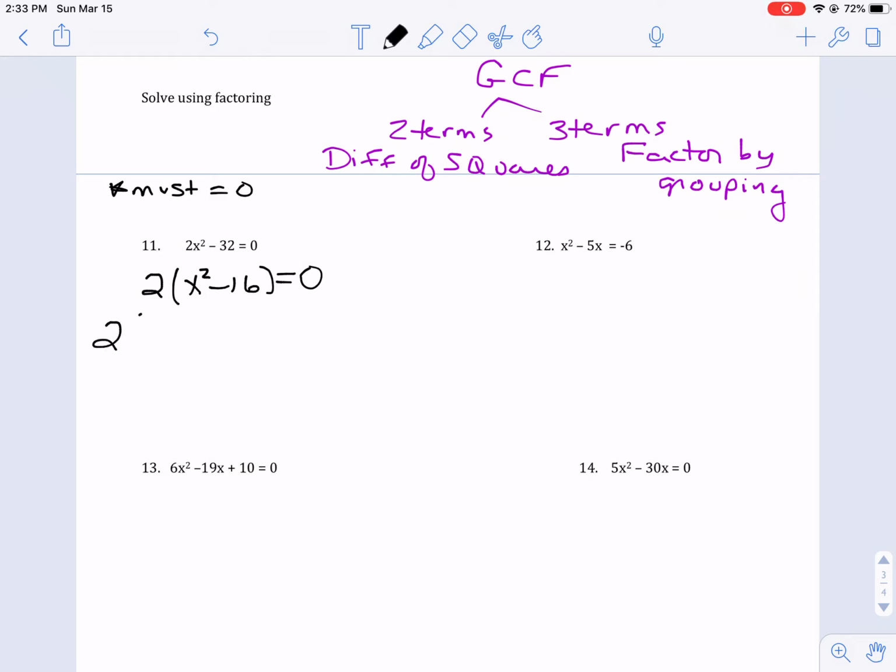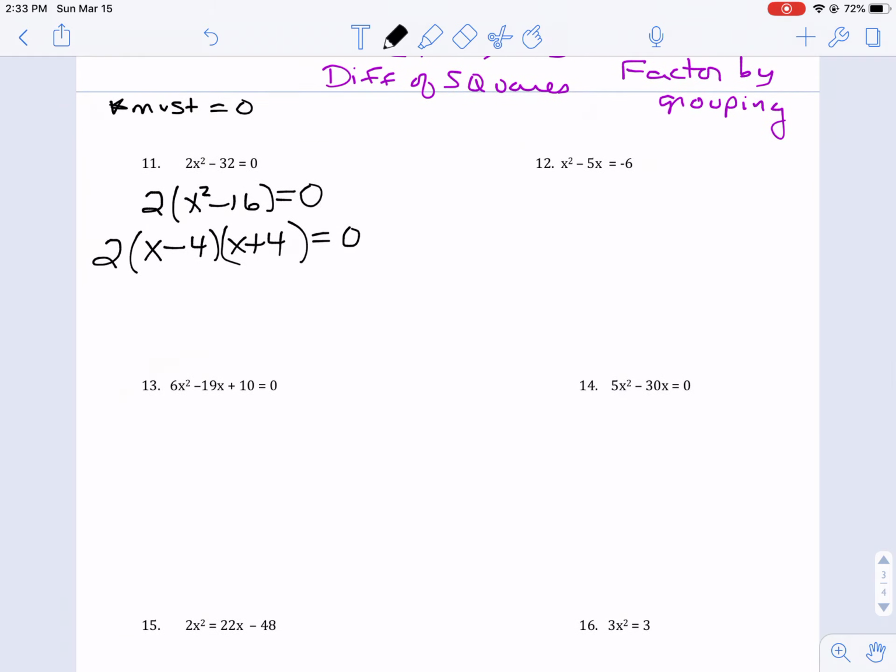2 comes down. When you have difference of squares, you get the same thing in parentheses, except one's got a plus and one's got a minus. So x times x is x squared. One minus, one plus. 4 times 4 makes the 16. I still have my equal 0. From here, that was the factoring piece, but it says solve. So when it says solve, I have to keep going.